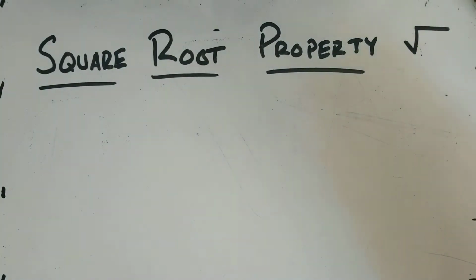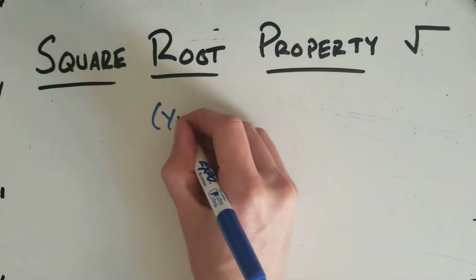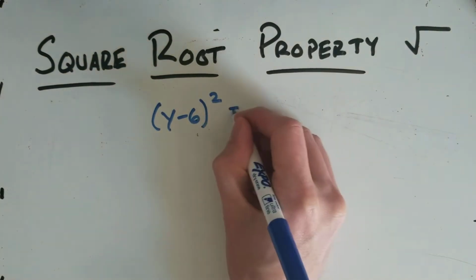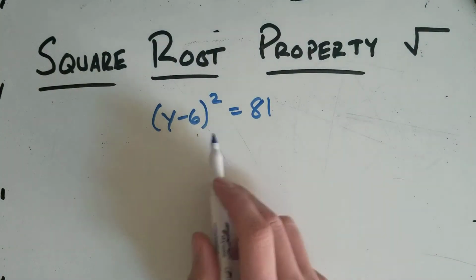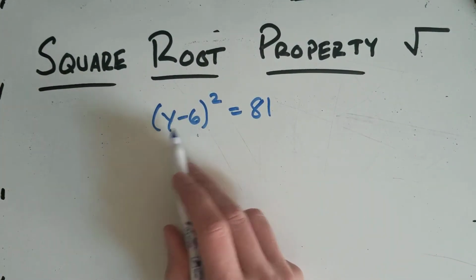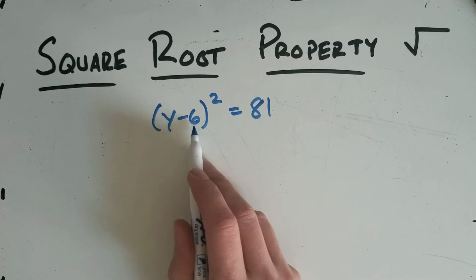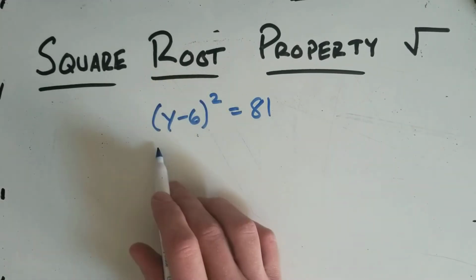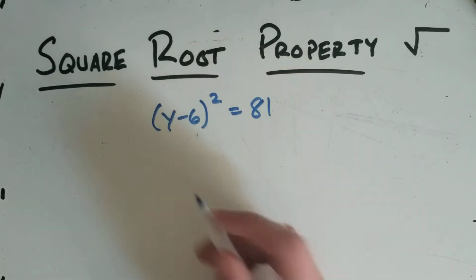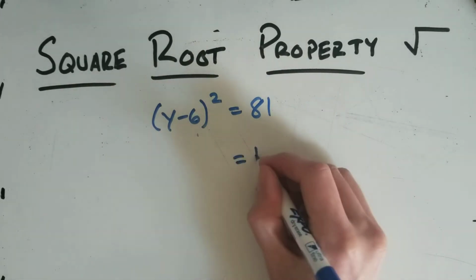Now where this comes up, when we'll see it in the future especially being really important, is if we have like a binomial squared. So again, if we really wanted to, we could expand this out, do y minus 6 times y minus 6, bring the 81 over and try to use the zero product property, but we have two perfect squares, so why not take the square root of both sides?